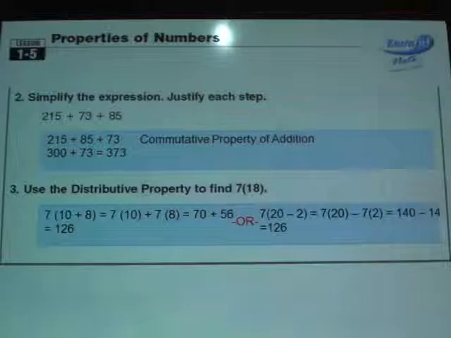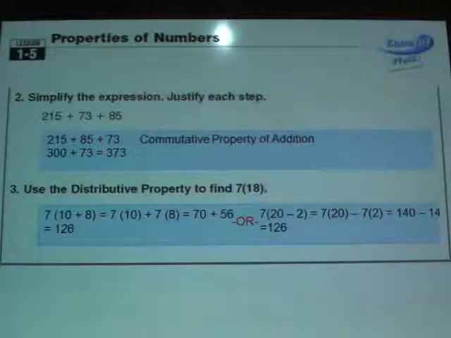But if I flip the 73 and the 85 and instead write it as 85 plus 73 at the end, which is again the commutative property. The commutative property again states that I can flip the order of the numbers around and get an easier problem. Now I'm going to have to do 215 plus 85 first. Again, why? Because of order of operations.